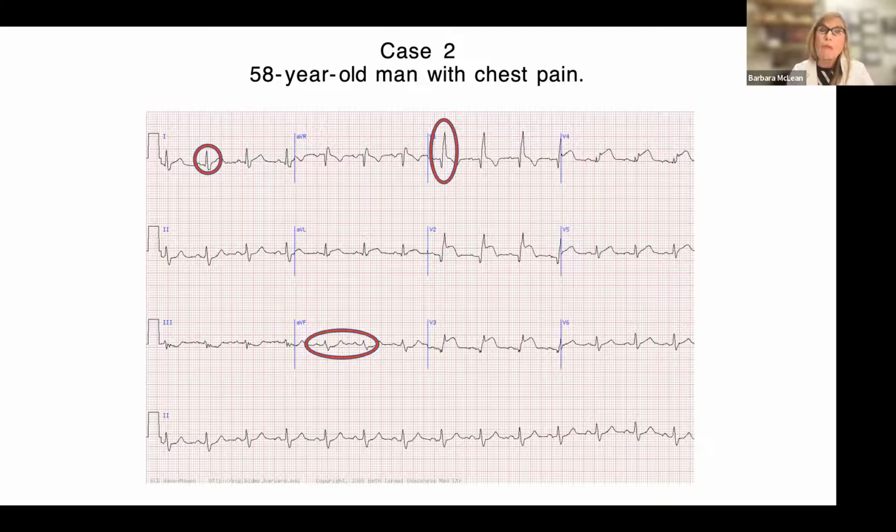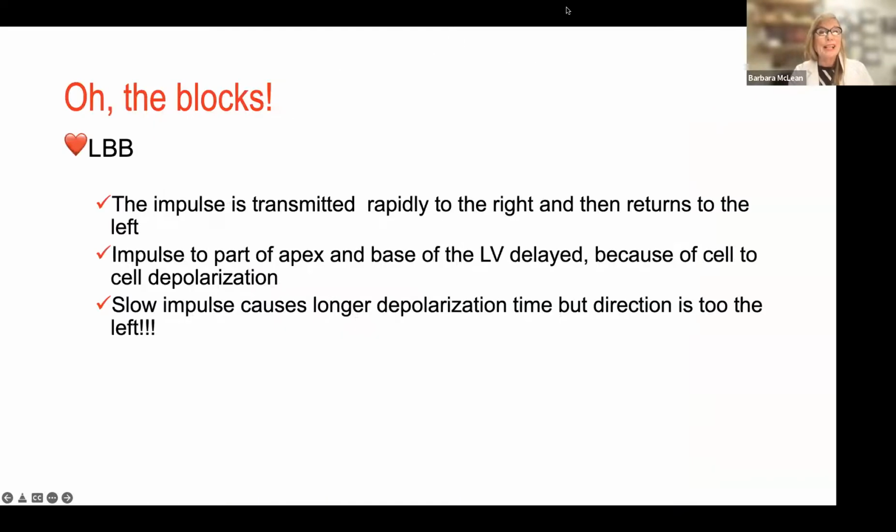Now, I talked about right bundle branch block last week, so I'm moving now on to look at the other condition. Oh, the blocks, the left bundle branch block. In left bundle branch block, impulse is transmitted very quickly to the right and then returns to the left.